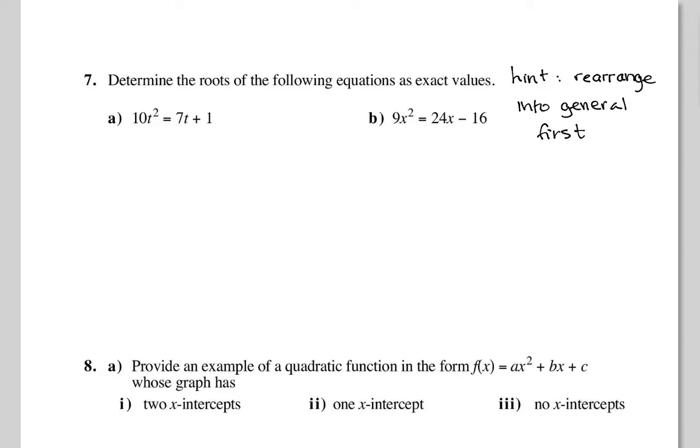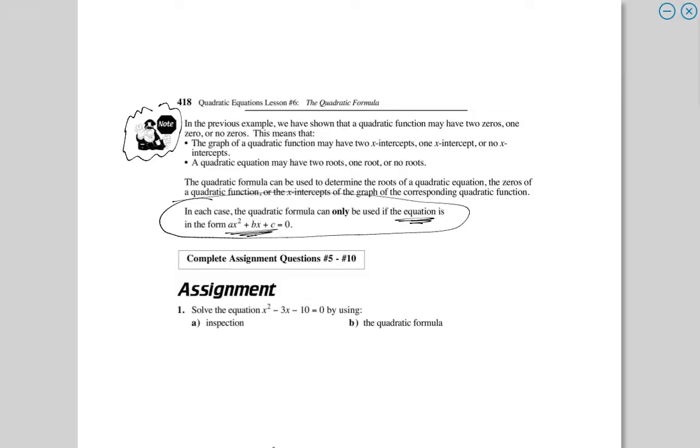So for 7a, what are you going to move? I would keep the 10t on the left and do what with the 7 and the 1? Yeah, move it all to the left. And for part B, same story. Because you'd want a positive. Excellent. Now the other part of the stop note.